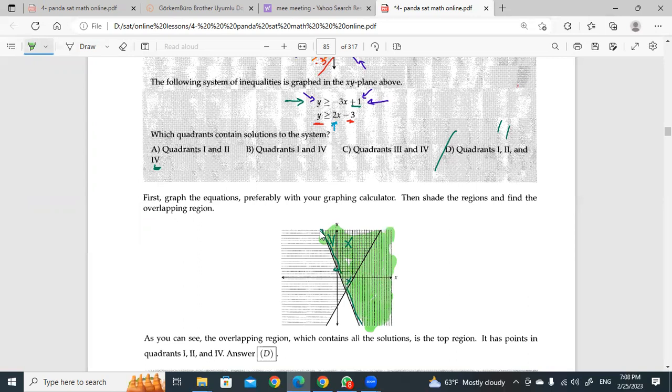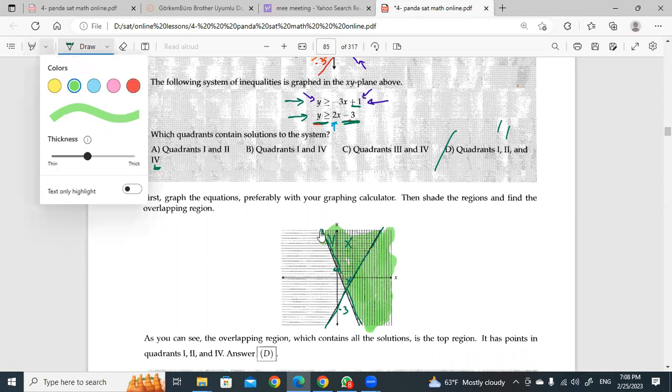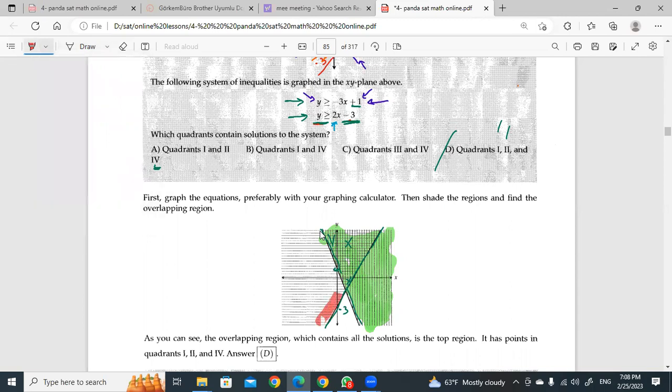Now the other one, I have to draw the other line. This line is going upward, and the y-intercept is -3. So going upward, and the y-intercept, this is the -3, like this. This is the line, right? What is the meaning of y is greater than? It means all the region above the line, right?